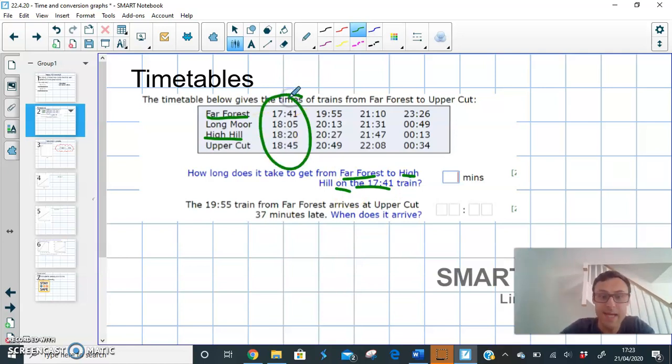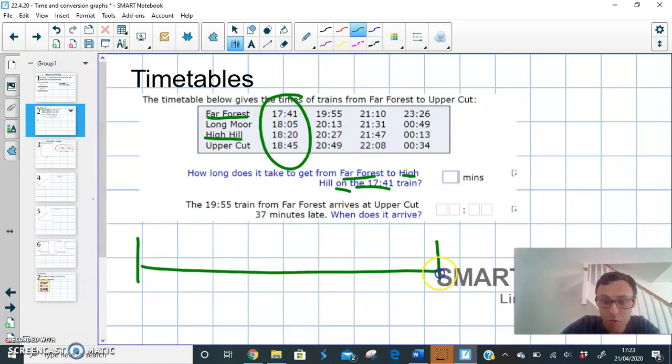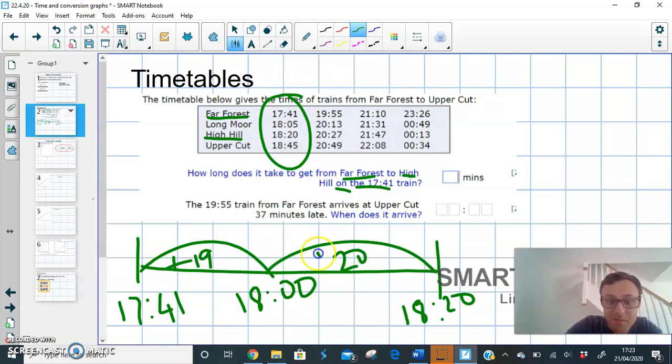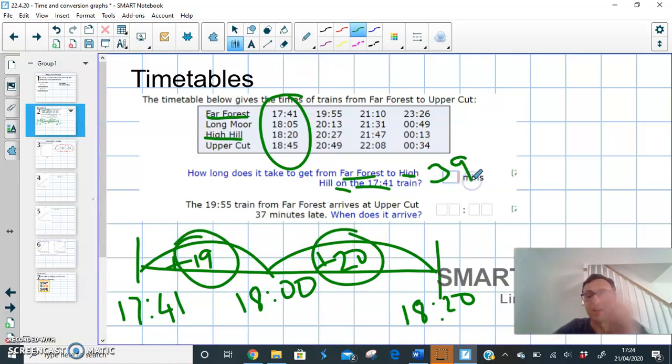So that's this train here. Well, it leaves Far Forest, it departs at 1741 and it arrives at High Hill at 1820. Well, it takes 19 minutes for it to reach 1800 hours, and then it's another 20 minutes, so that would be a total of 39 minutes, just over 0.5 hours.